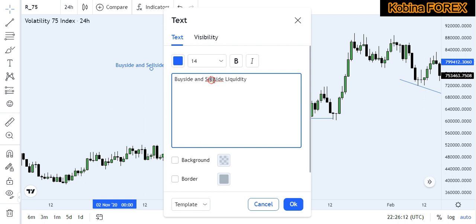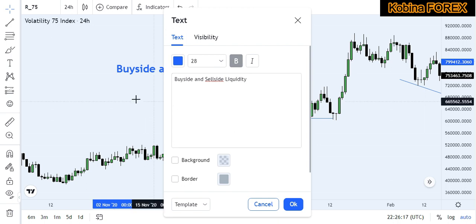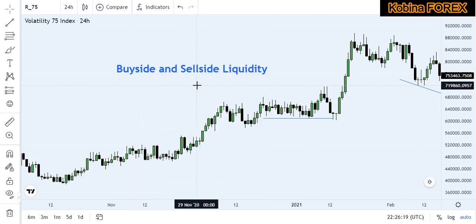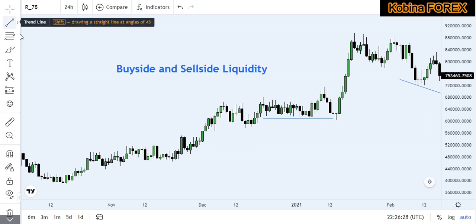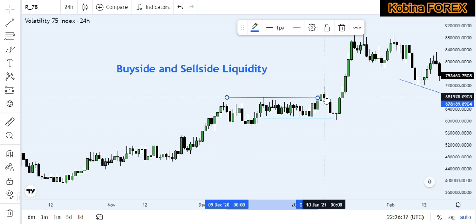So basically this is what we are looking at today: buy side and sell side liquidity. All right, so we are looking at the buy side and sell side. So let's look at what the buy side liquidities and the sell side liquidities are. The buy side liquidities basically are liquidities that rest above price points that indicate that retailers would want to set their buy orders.